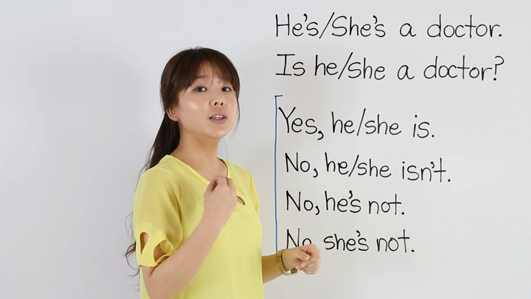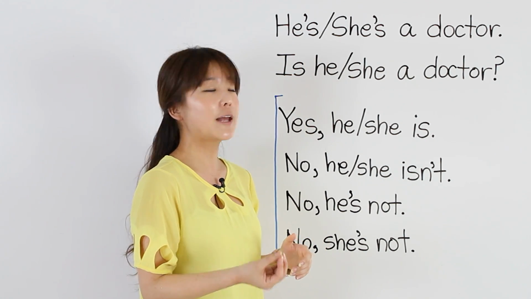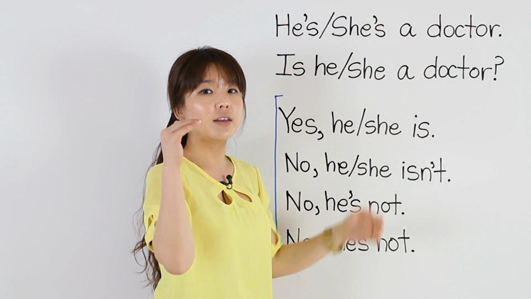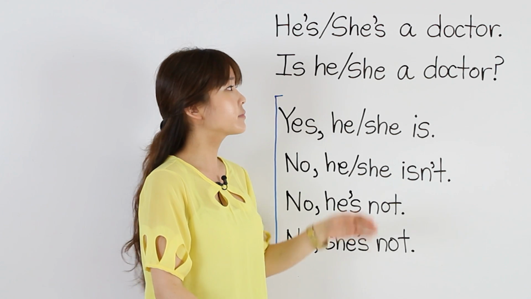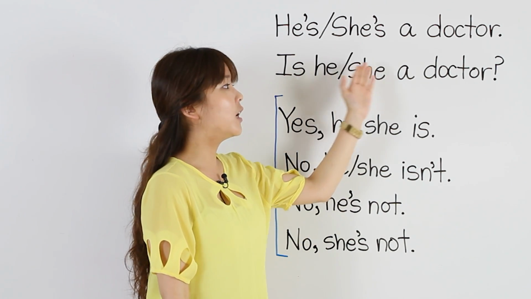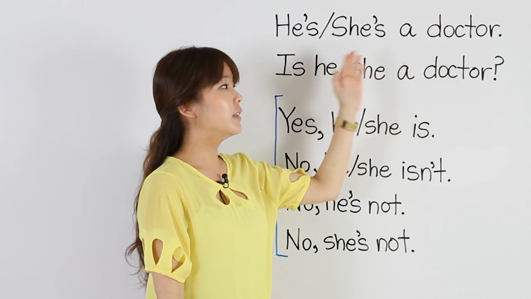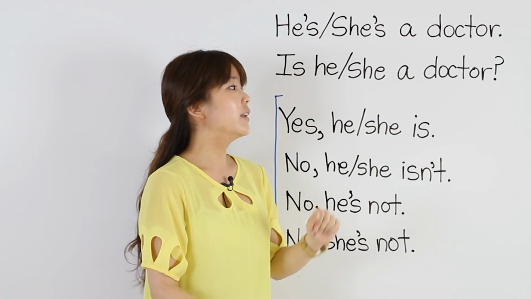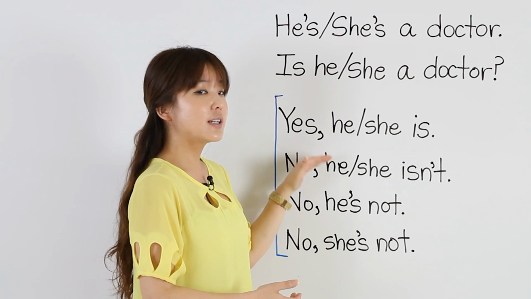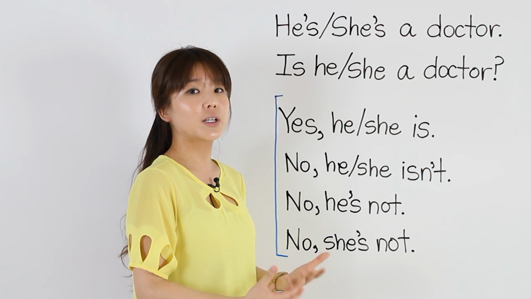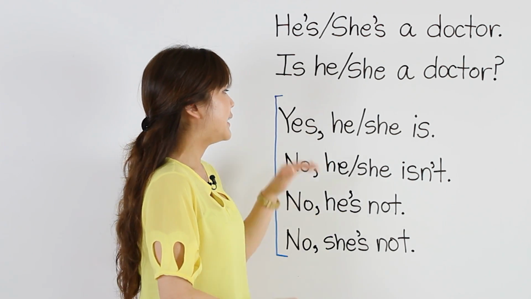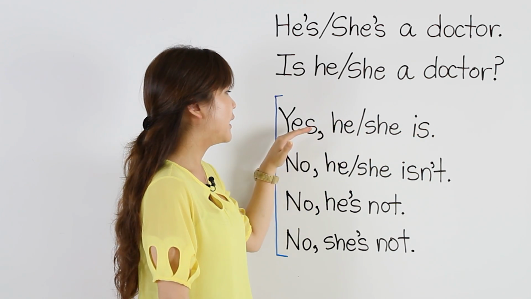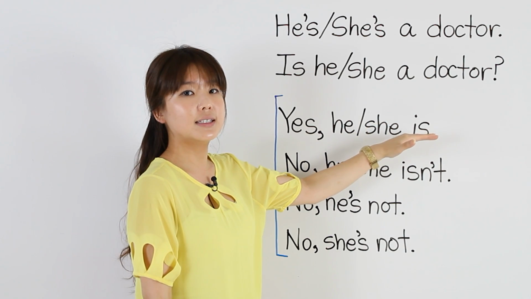Now I want you to listen to the intonation again. He's a doctor. Okay, the intonation is going down. Is he a doctor? In the question, again, the intonation goes up. Okay. Now, when you answer, there are several possible answers you can give. So, yes, he is. Or, yes, she is.